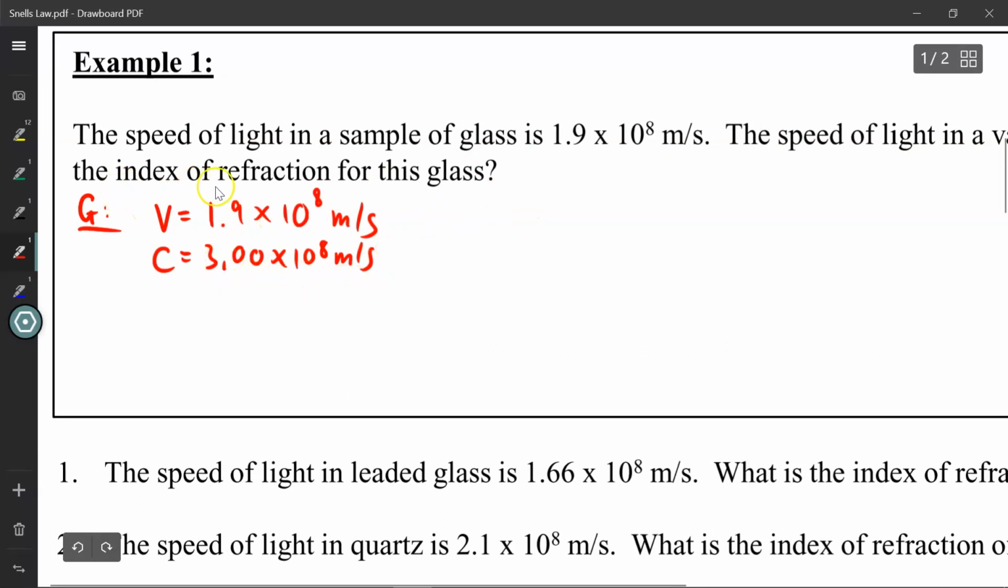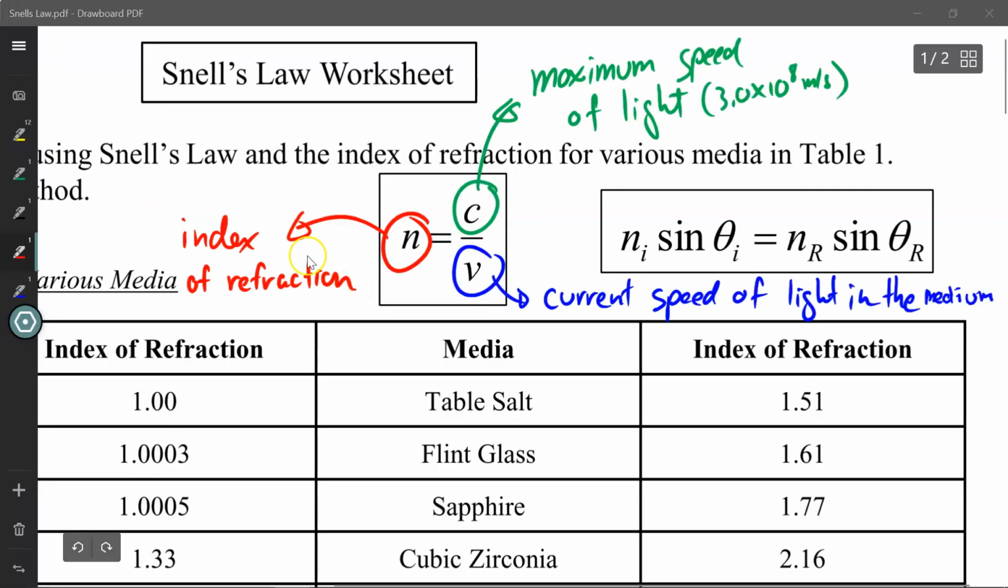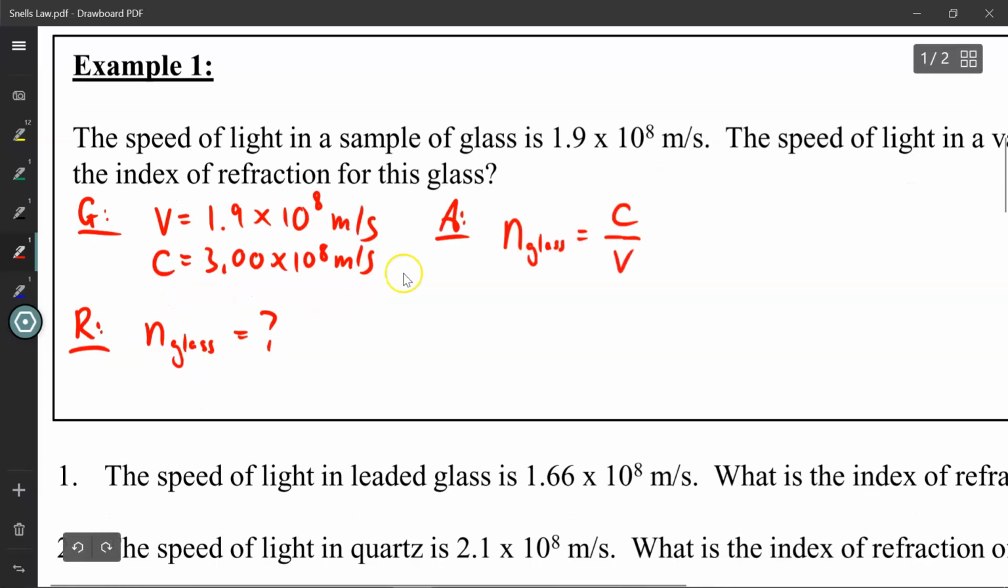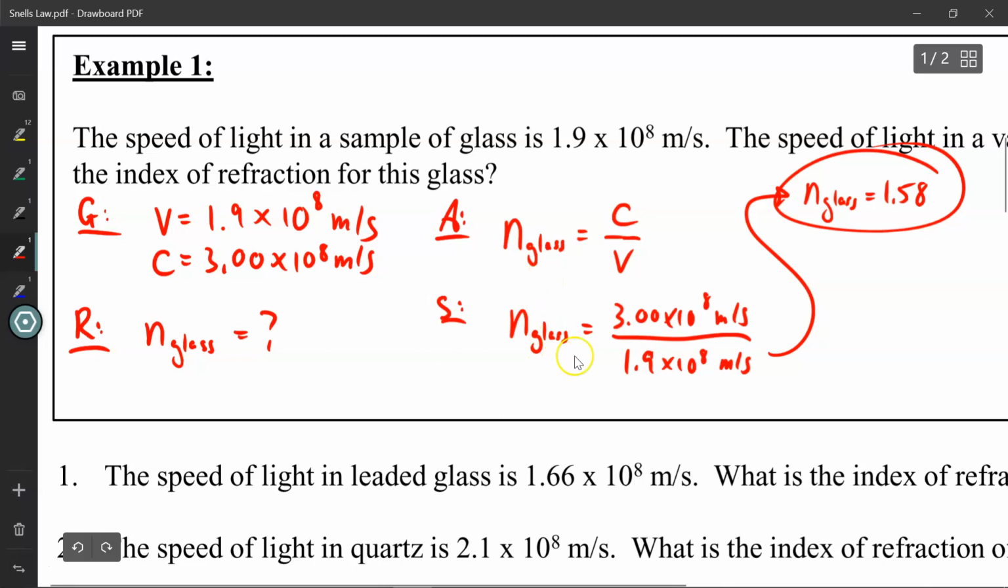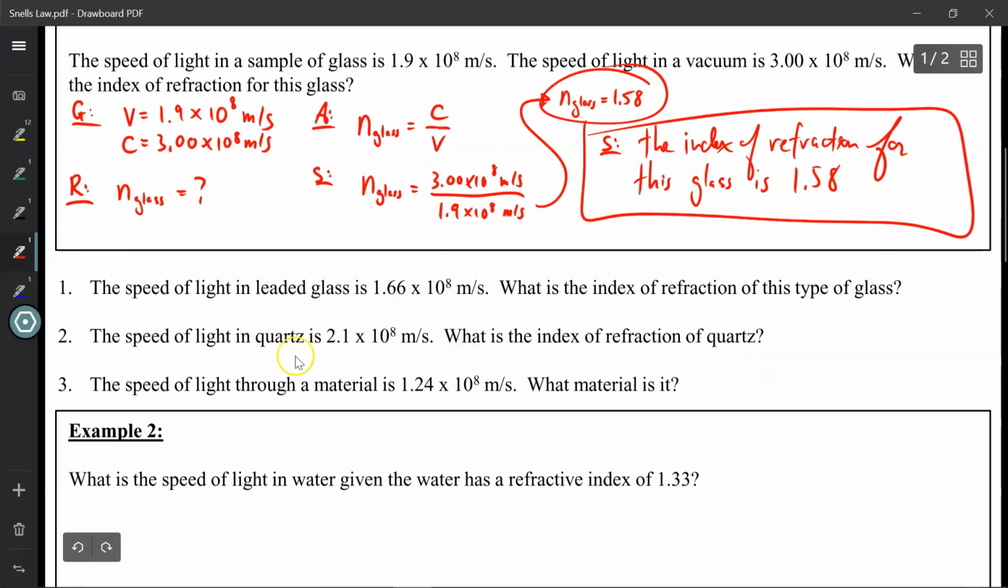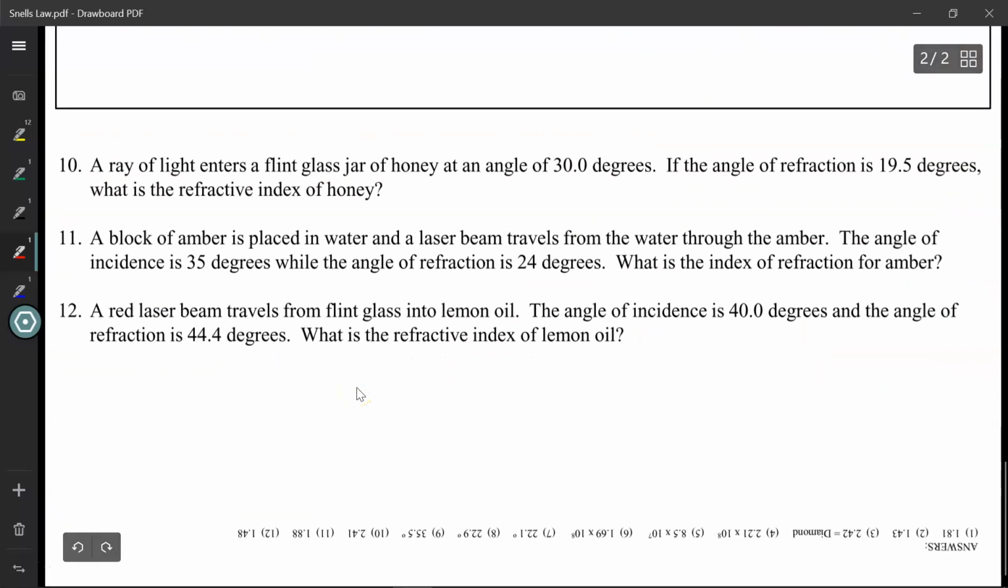It then asks for the index of refraction for this glass. The symbol for index of refraction is n, so I'm going to say n of the glass. Since the equation is n is equal to c over v, I can then substitute my values in. c is 3.0 times 10 to the power of 8, v is 1.9 times 10 to the power of 8, divide these two values, and I get n glass is 1.58. I then write out my final statement. The index of refraction for this glass is 1.58. So I'm going to let you try these questions out yourself. At the very end, you can compare your answers at the very bottom of the page.